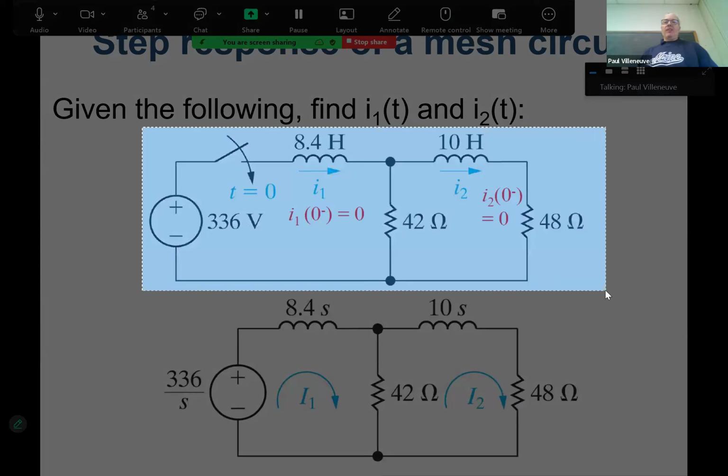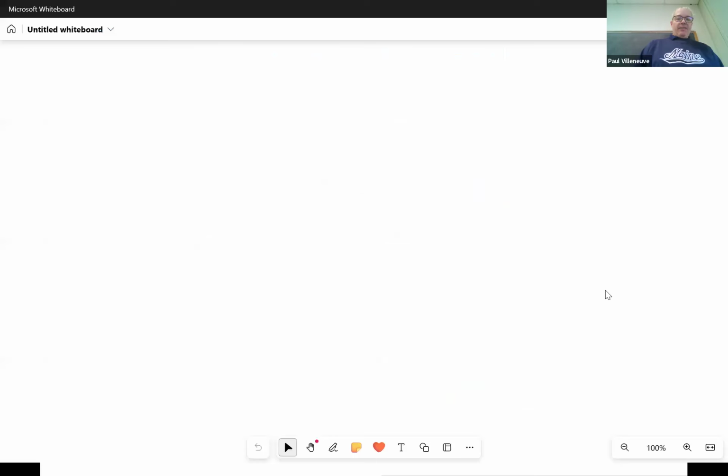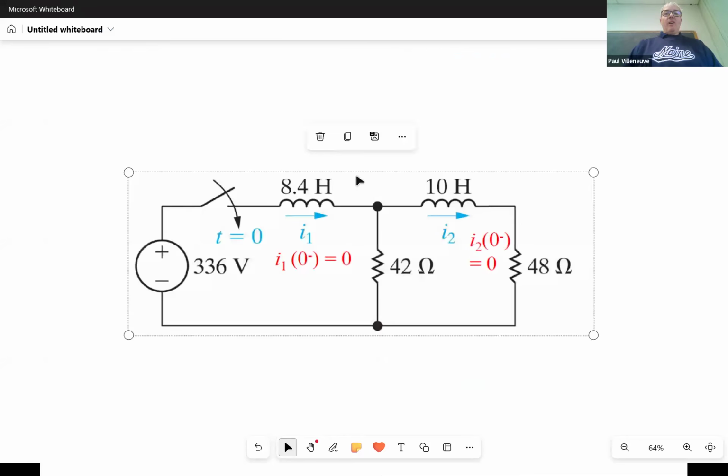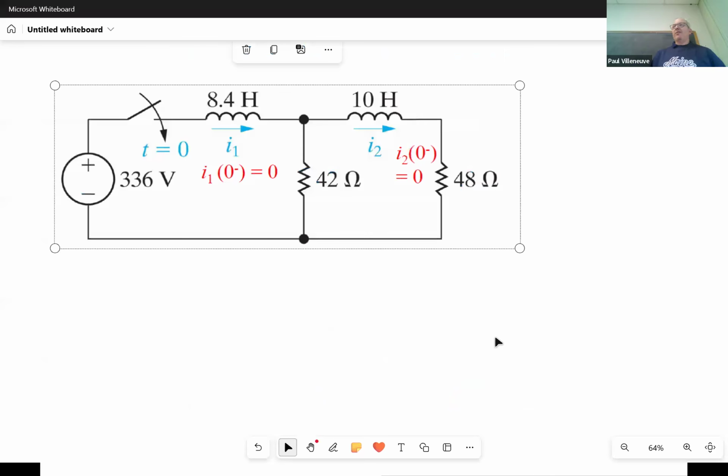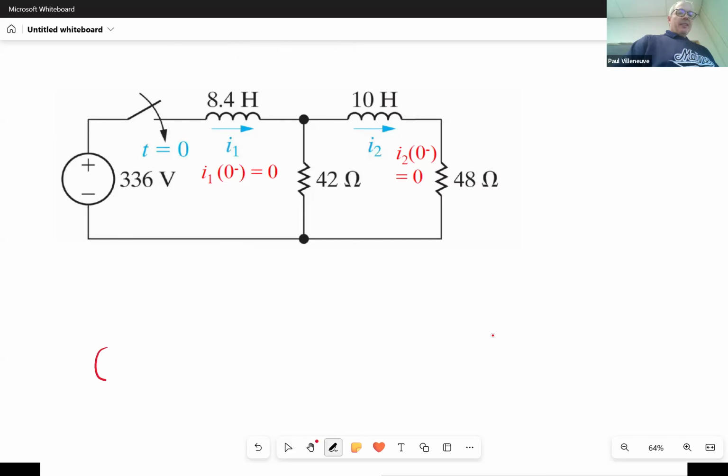But there's two ways to do this, and there's kind of an easier way and a hard way. The easier way requires us to do a lot of work with matrices. And you may or may not be able to do this depending on how your calculator is set up. But let's just go ahead and convert this into the Laplace domain. So 336 is just a DC source. So that becomes 336 over S.